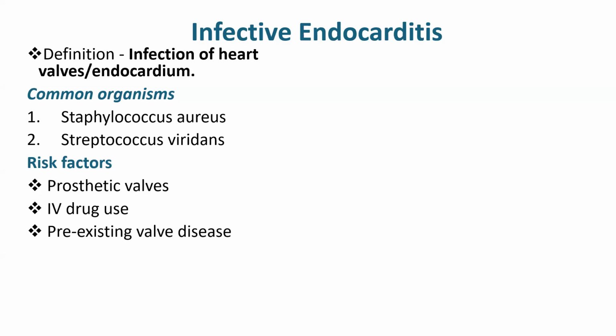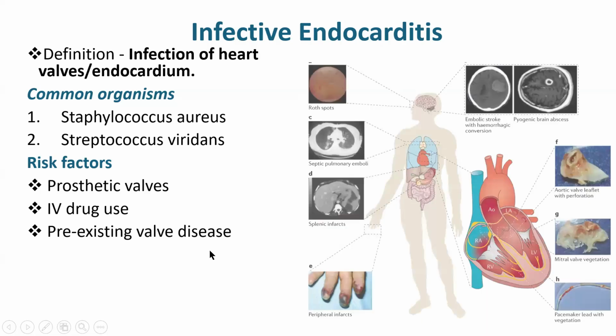The risk factors of infective endocarditis: one, prosthetic valve. People who have their heart fixed because of valvular dysfunction and are now put on prosthetic valves are predisposed to infective endocarditis. Once again, intravenous drug use. Using syringes and putting those drugs in the IVs will predispose you to infective endocarditis, then pre-existing valve disease.